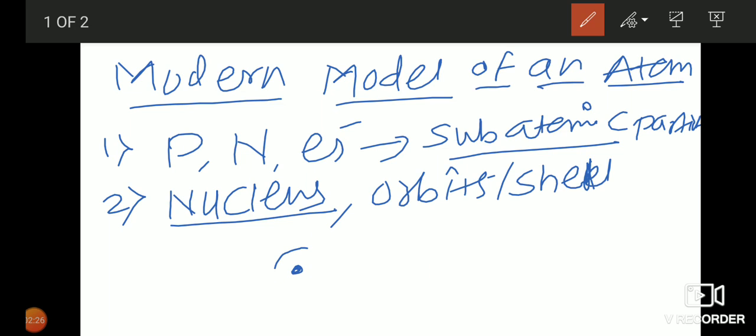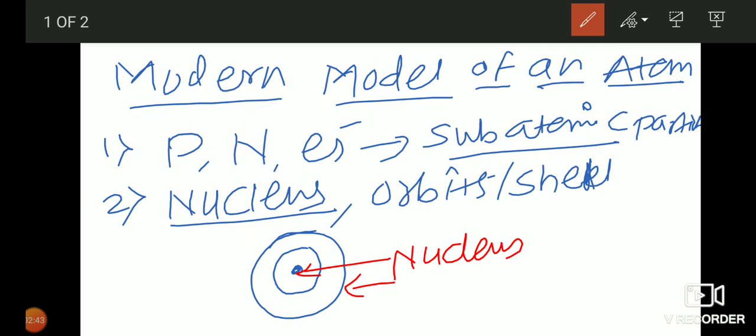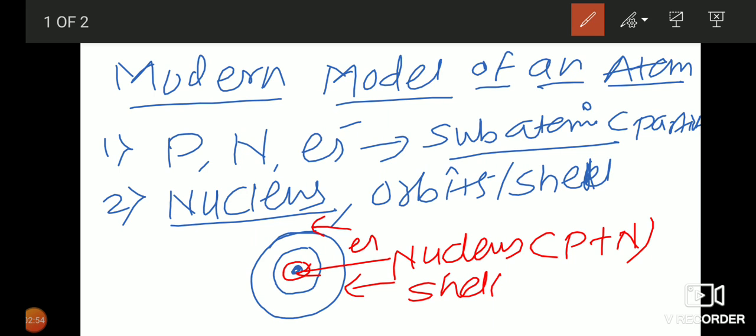This is the nucleus and these are the different shells. Understand now? So nucleus is there, shells are there. So let us discuss this point first and then we are going to proceed. So this is the nucleus and these are the different shells, correct? And as we know, in the nucleus protons and neutrons are present and electrons are revolving around the atom. So this is the theory, already we have studied this, correct? So these are the two important points of the modern model of an atom.